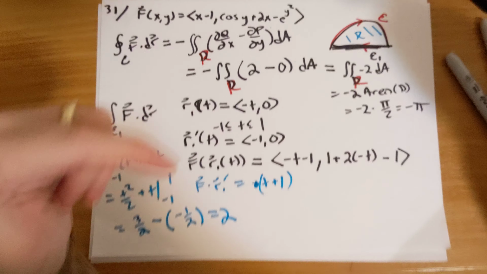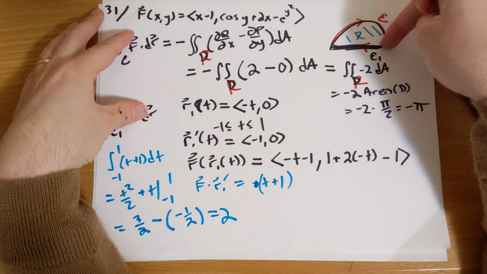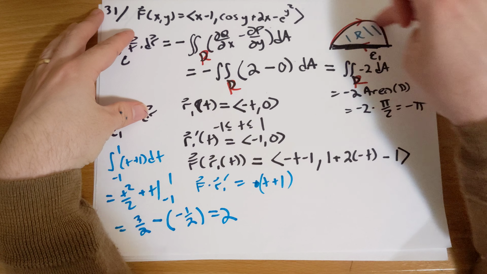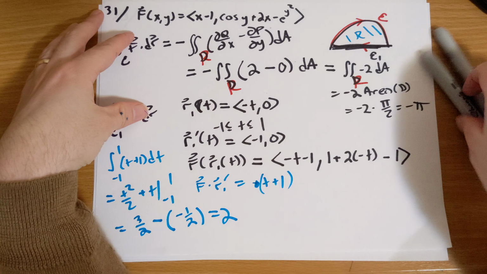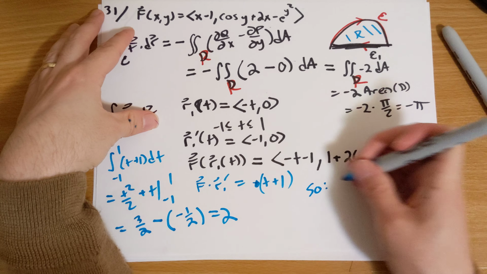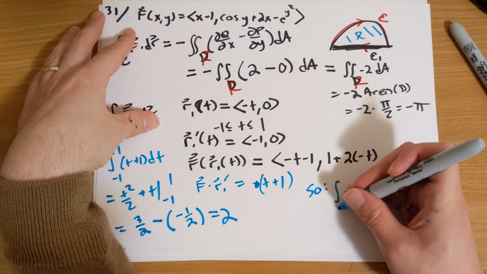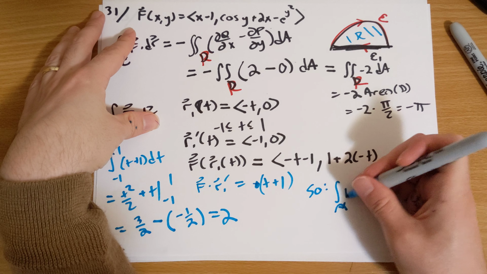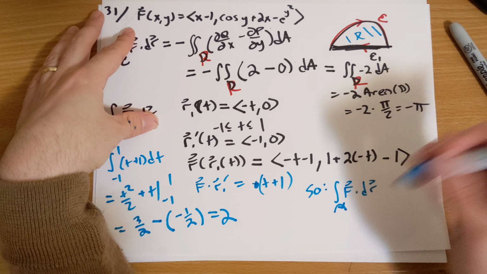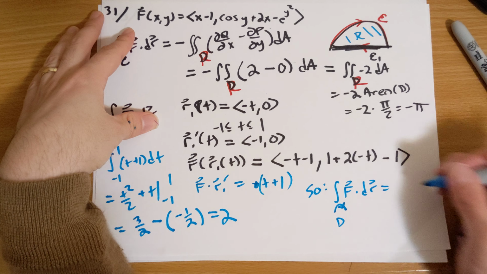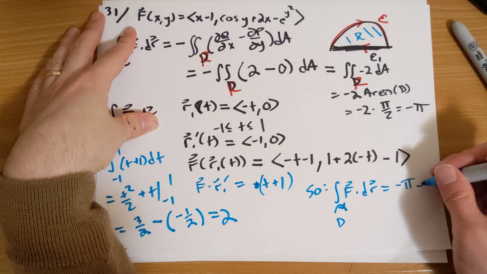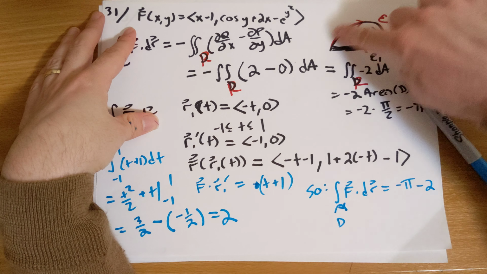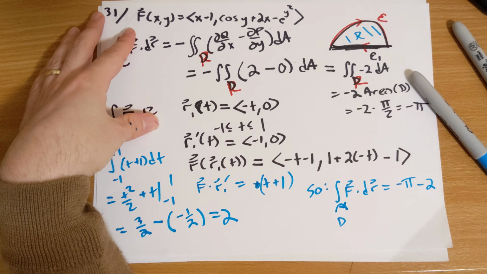So what do we conclude here? The line integral along this is 2. The overall line integral must be negative pi. So the line integral along the top part of the curve of F dot dr, what the instructions call D, has to be minus pi minus 2. Minus pi minus 2 plus 2 gives us minus pi.